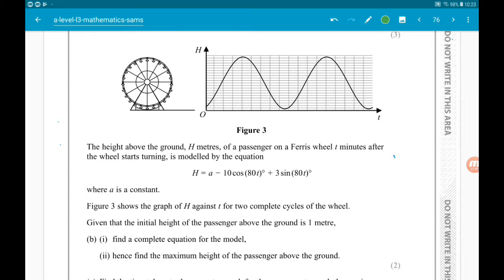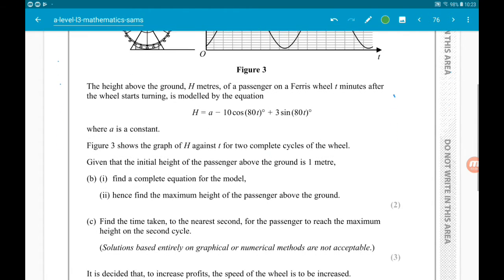Cool. Okay, then part C wants us to find the time taken to the nearest second for the passenger to reach the maximum height on the second cycle. Okay, so for that, we need to work out how many degrees the wheel has to turn to get the passenger to the maximum height on the second cycle.